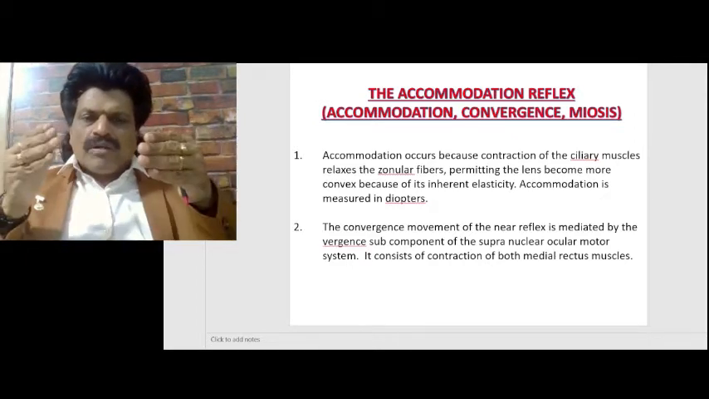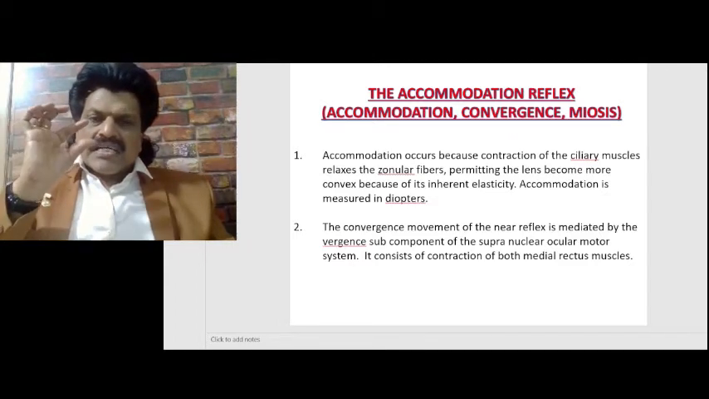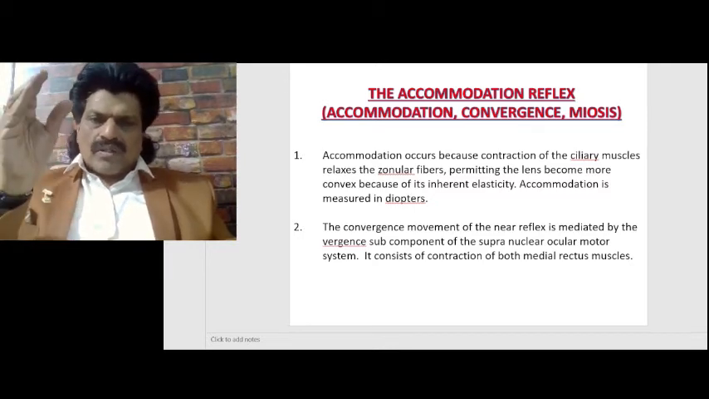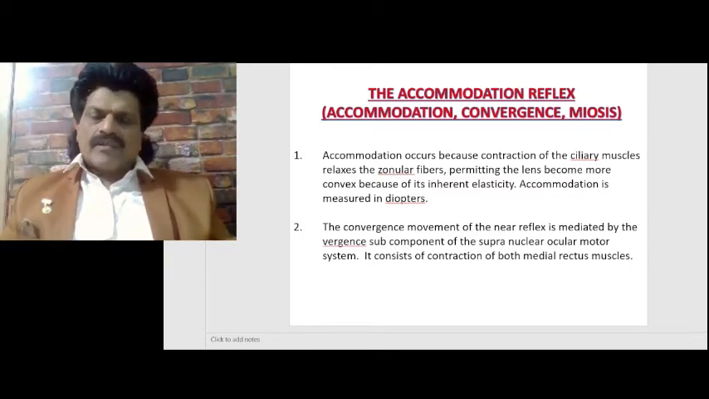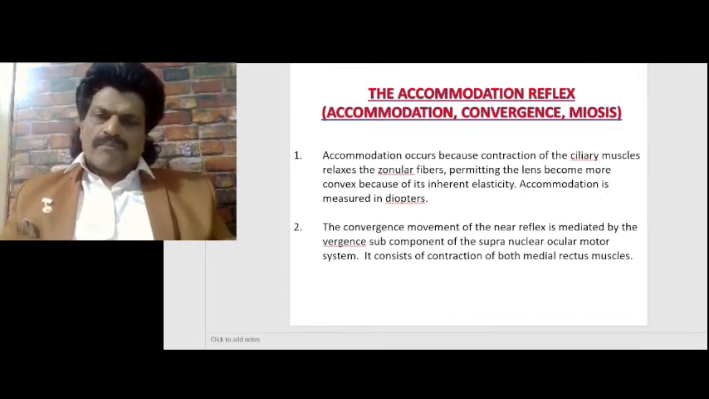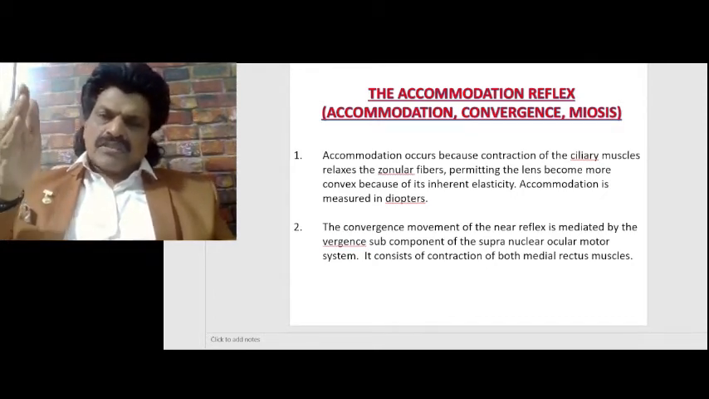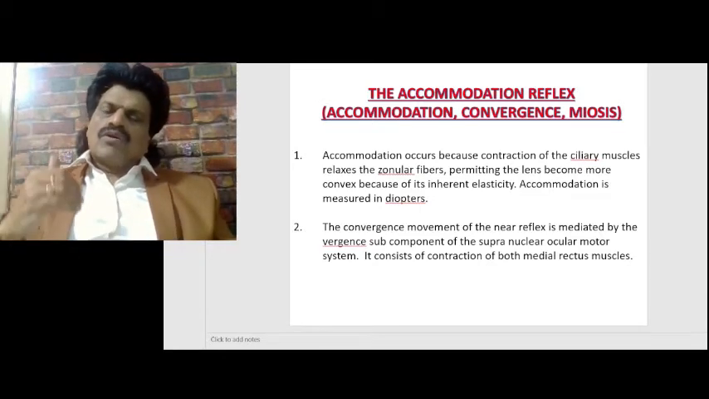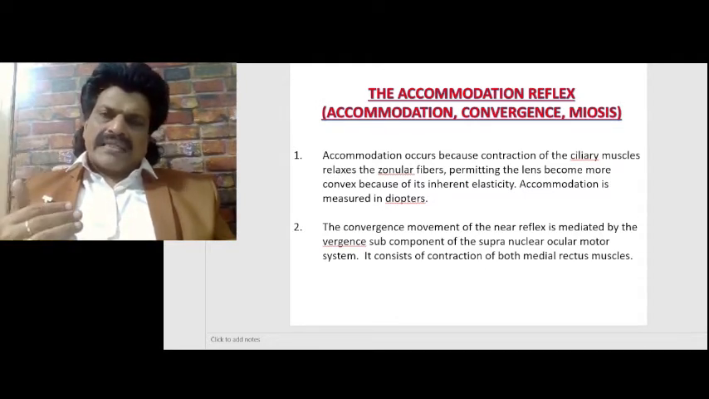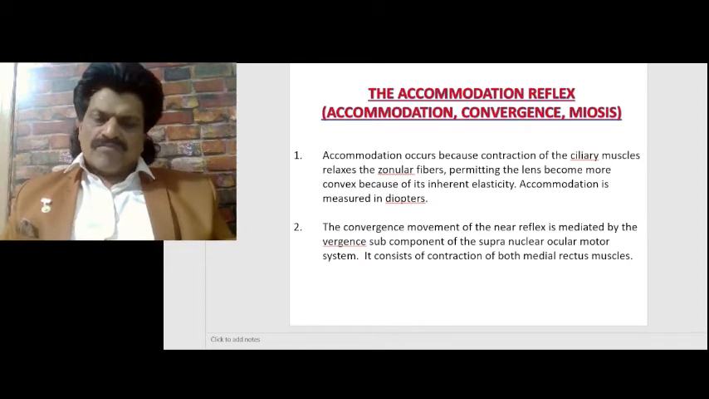The convergence movement of the near reflex is mediated by the vergence subcomponent of the supranuclear ocular motor system. It consists of contraction of both medial rectus muscles. The accommodation reflex, like the pupil light reflex, starts in the optic nerve and goes till the lateral geniculate body. In the pupil light reflex, just before the lateral geniculate body, the fibers cross over and go to the midbrain, whereas the accommodation reflex continues to the lateral geniculate body and beyond to the occipital cortex. From there it goes to the frontal cortex. From there, without going to the pretectal nucleus, it goes to the Edinger-Westphal nucleus.